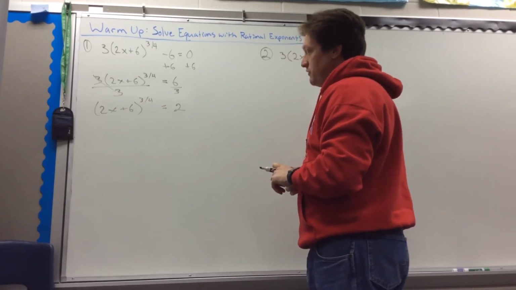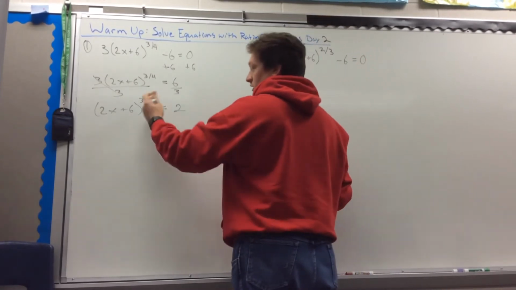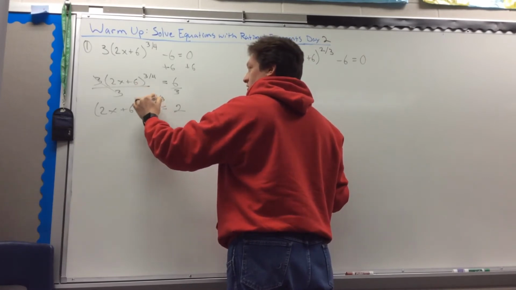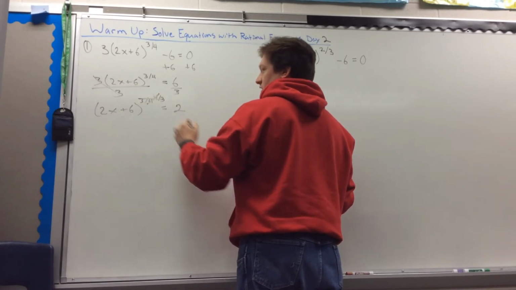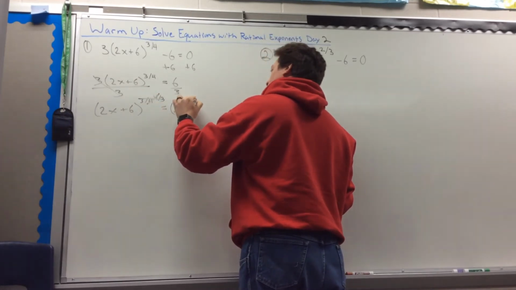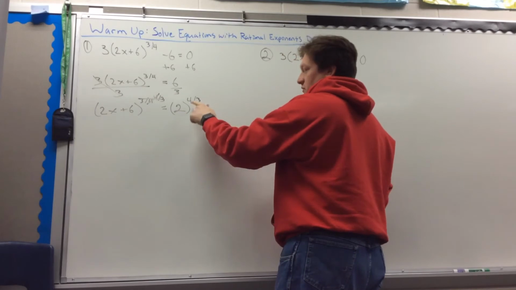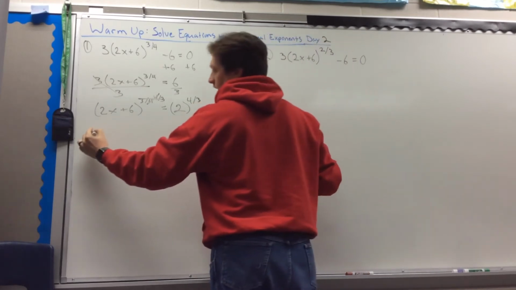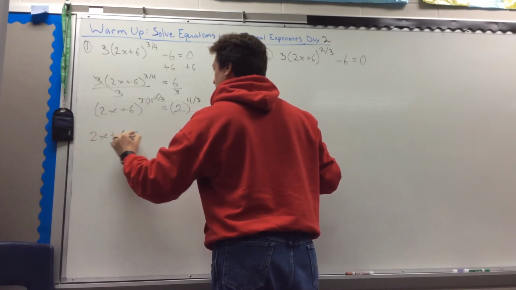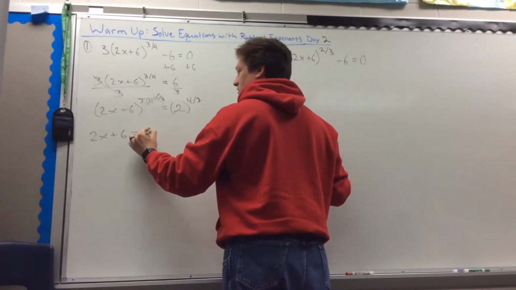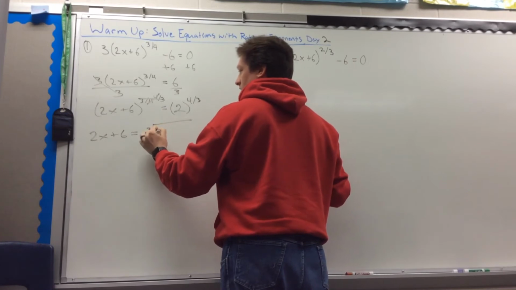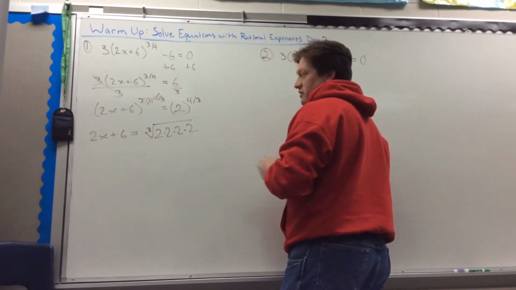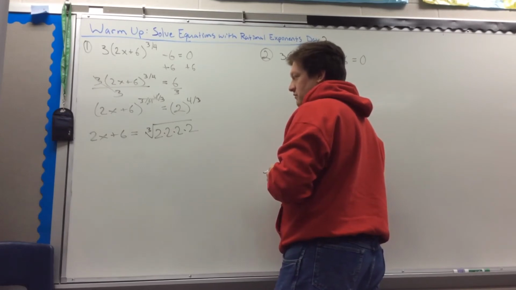Now from here we have to take care of the exponent. The exponent is 3/4. So in order to get rid of this exponent, we must multiply or raise it to a 4/3 power. So it cancels here and here. So what I do to one side, I do to both. And now I need to change this from exponential to radical form and see if it doesn't simplify. So I have 2x plus 6 is equal to the cubed root of 2 times 2 times 2 times 2, 2 to the 4th power. So I just write it out so I can try to simplify if possible.